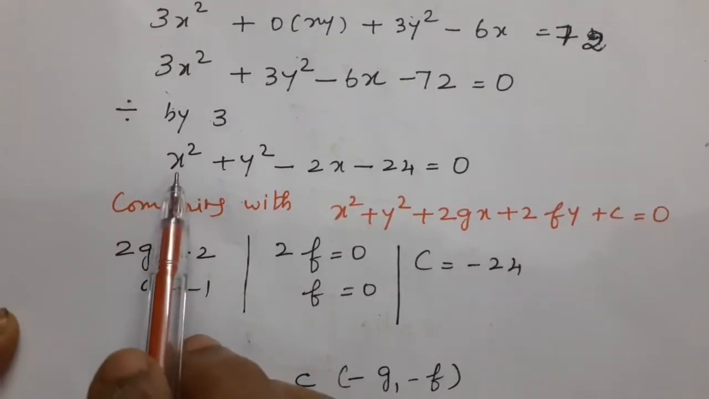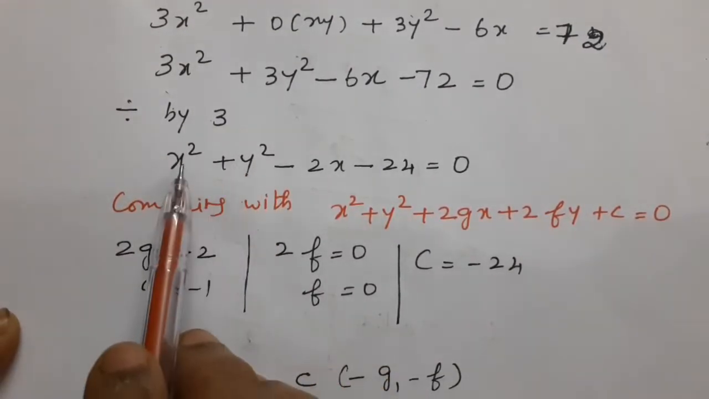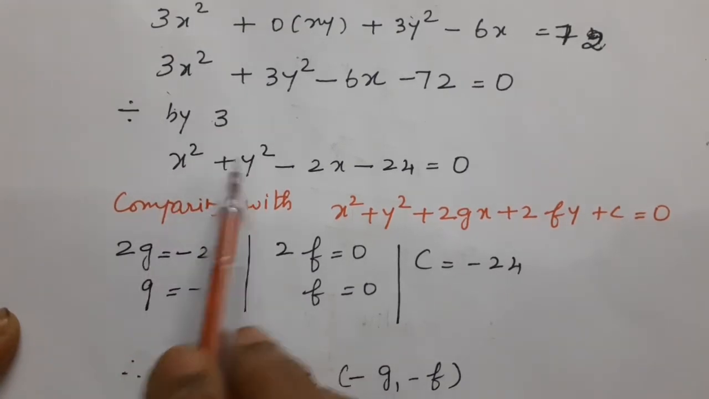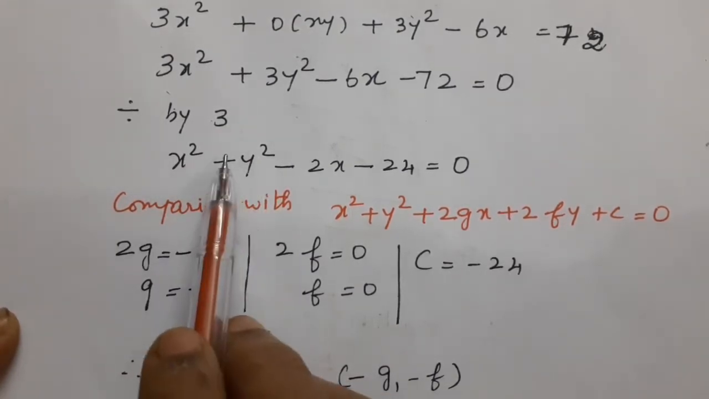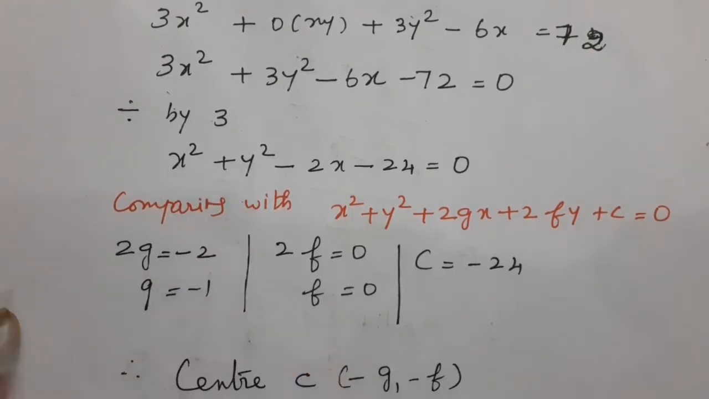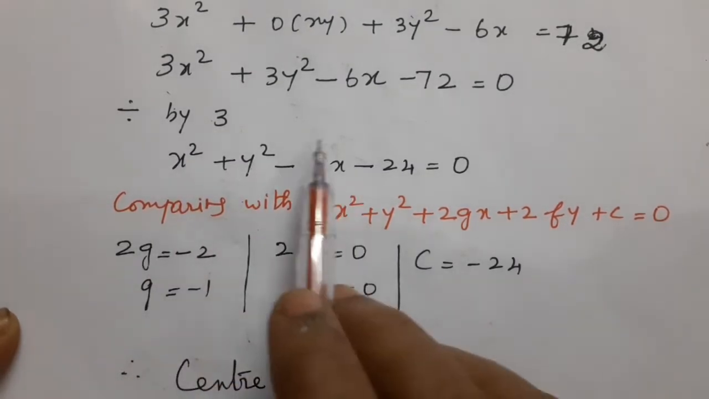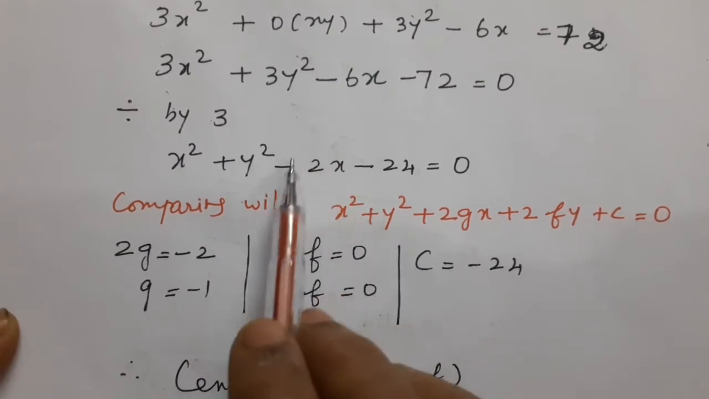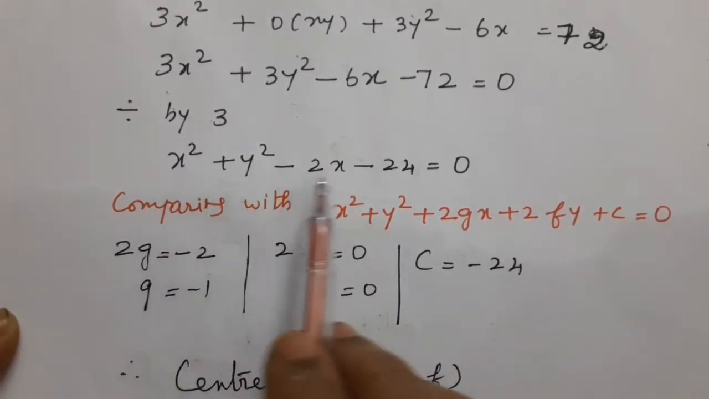Here, see here, what is the equation of a circle? Already told you: coefficient of x square equal to coefficient of y square. Coefficient of x square is 1, coefficient of y square equal to 1. Therefore, coefficient of x square equal to coefficient of y square. One of the conditions satisfied. Another one is there is no xy term. There is no xy term. Therefore, this is nothing but what?